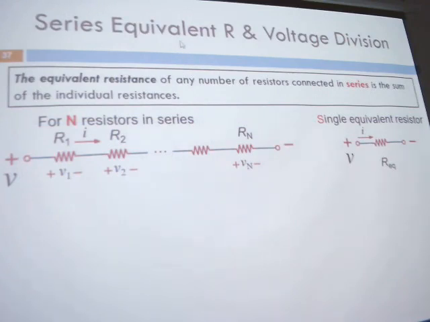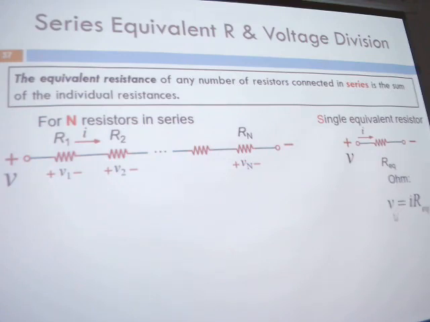Here we have series equivalent R and voltage division. The equivalent resistance of any number of resistors connected in series is the sum of the individual resistances. For n resistors in series, in the last example we had two resistors in series. Now we have more: R1 to Rn in series, and a single equivalent resistor. If we want to use this circuit to stand for this one, what should the value be equal to?